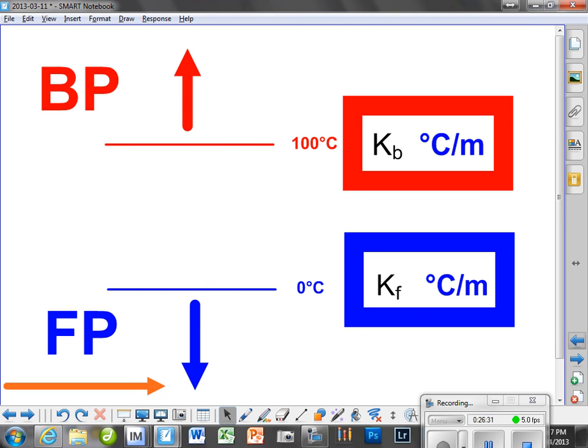So down it goes. And there's other applications for boiling points. I'm not going to go into that right now, but you can see what's happening. Freezing point change always means down, and boiling point change always means up. And I think you'll find this very, very helpful for your homework.